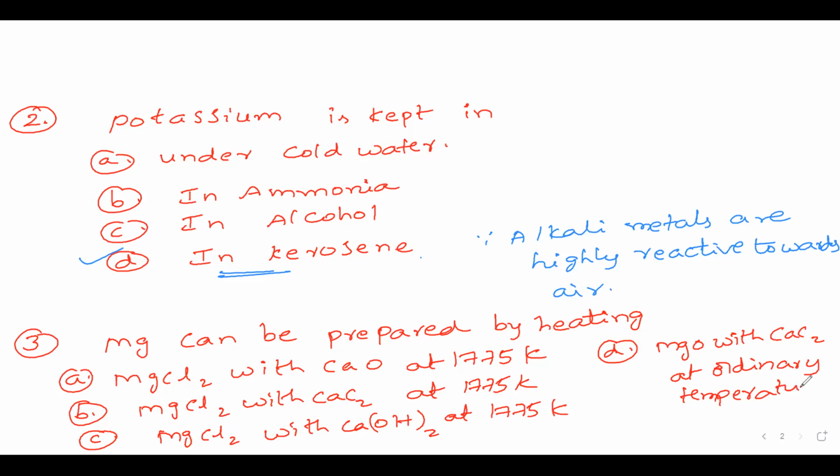So what is the right answer now? Magnesium can be obtained by heating magnesium chloride with calcium carbide at 1775 Kelvin, because it will undergo reduction. So the answer is magnesium chloride with calcium carbide at 1775 Kelvins. Next.